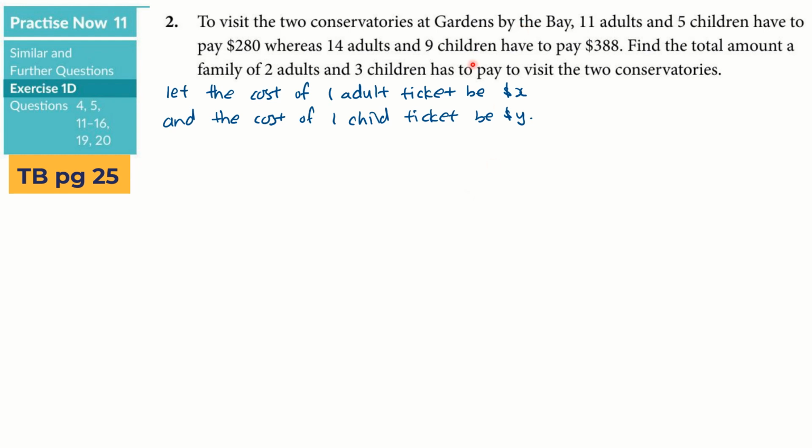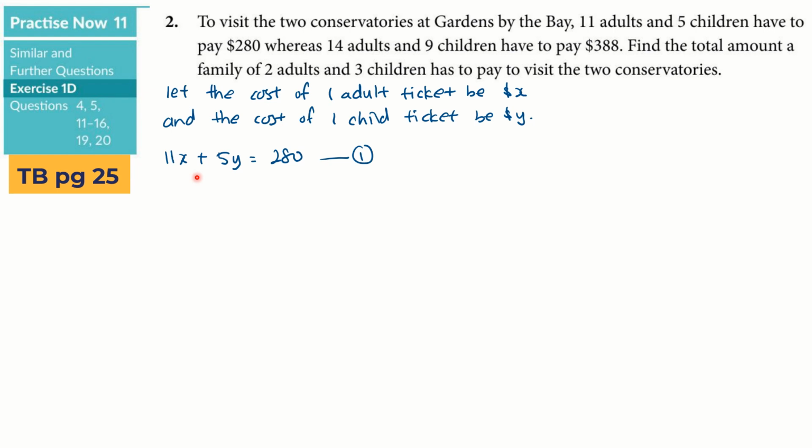So from the given information, it says 11 adults, which would be 11x dollars, and 5 children, that will be 5y dollars. It will sum up to be $280. So when forming an equation, we do not need to put in units. We just have to write 11x plus 5y equals to 280. So that will be how we form the first equation.